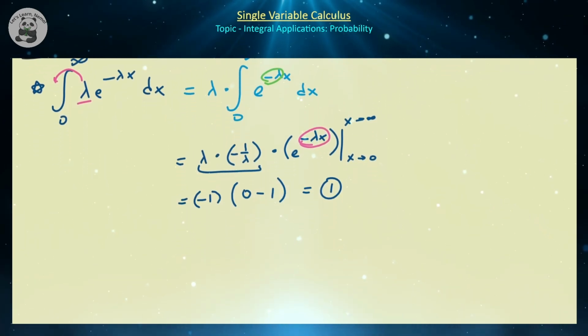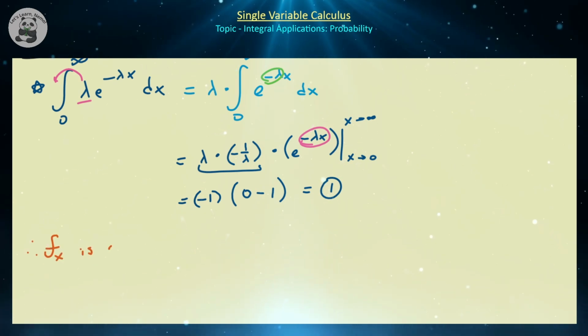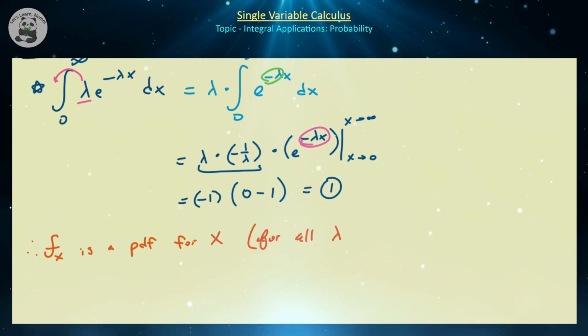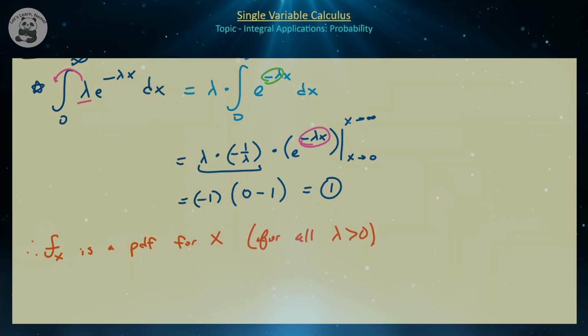So what exactly does this mean? That means f of x is a PDF for our random variable x, and in particular this is true for all lambda greater than 0.